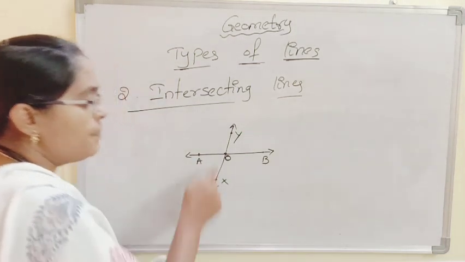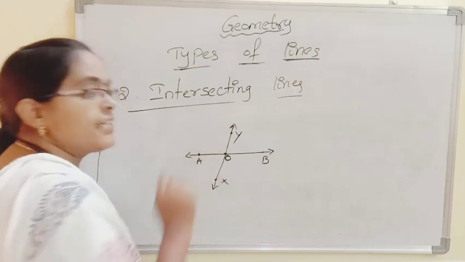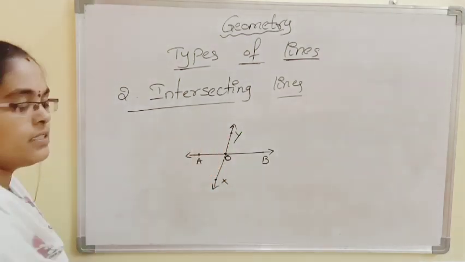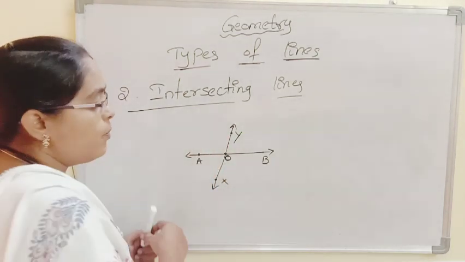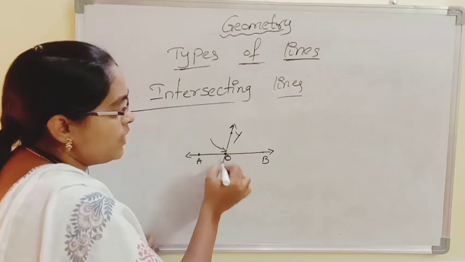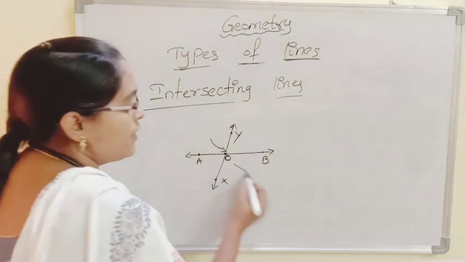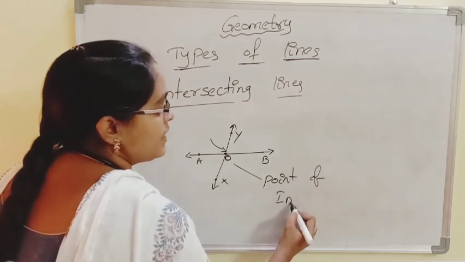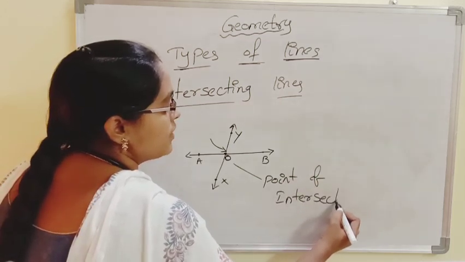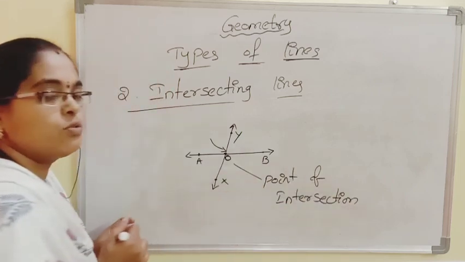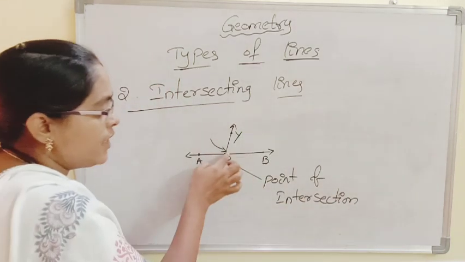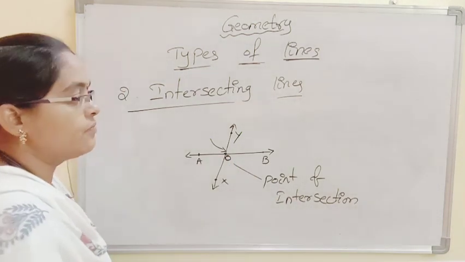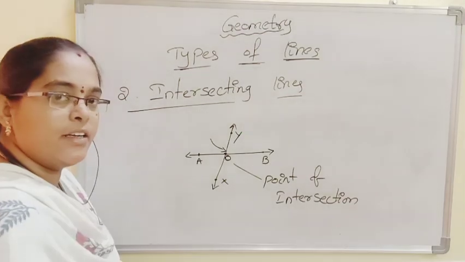If two lines meet at a point, touch at a point, or intersect at a point, then those lines we are calling intersecting lines. And this point where these two lines intersect, we are calling the point of intersection. That point where the two lines are intersecting or where the two lines meet, we are calling the point of intersection. So this is about intersecting lines.